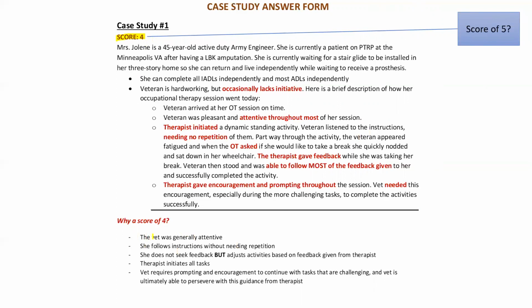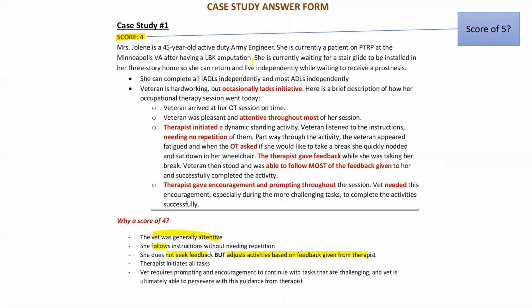A level 4, because the vet was generally attentive. She did follow instructions without needing repetition. She does not actively seek feedback, but adjusts activities based on feedback most of the time. Therapists have to initiate all the tasks, and the vet requires prompting and encouragement to continue tasks that are challenging.